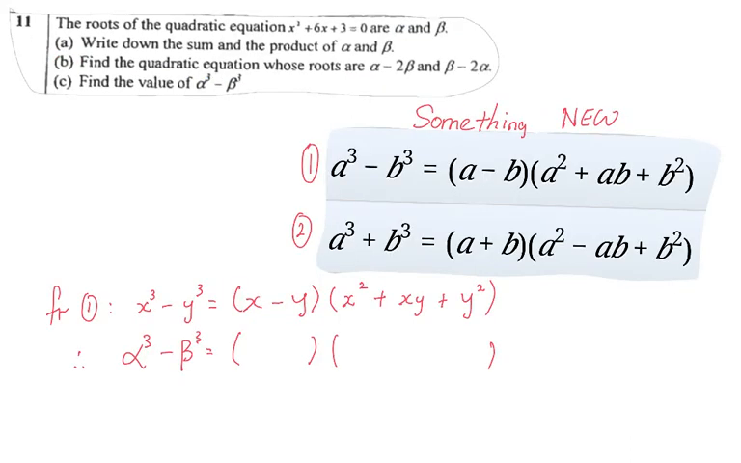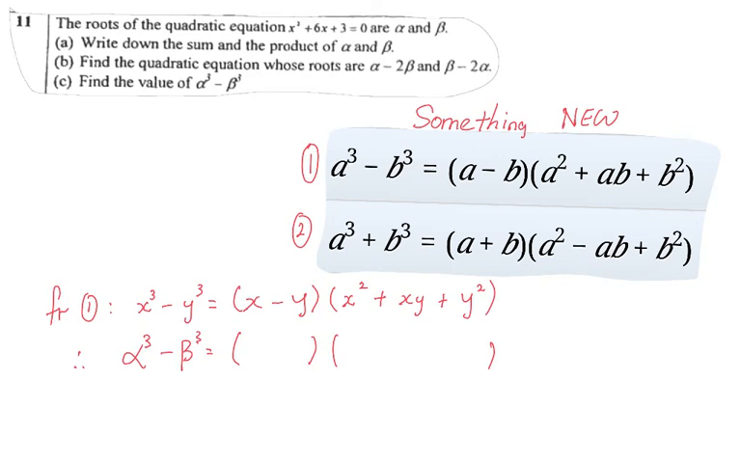Okay, now for 11c, this is something new. So I want you to copy this down into your notes. It says a cubed minus b cubed is actually a minus b, a squared plus ab plus b squared. So write this down and then remember this. Alright? Then similarly, a cubed plus b cubed is the same. It's something similar but different. Now I want you to observe with me how to remember this formula.